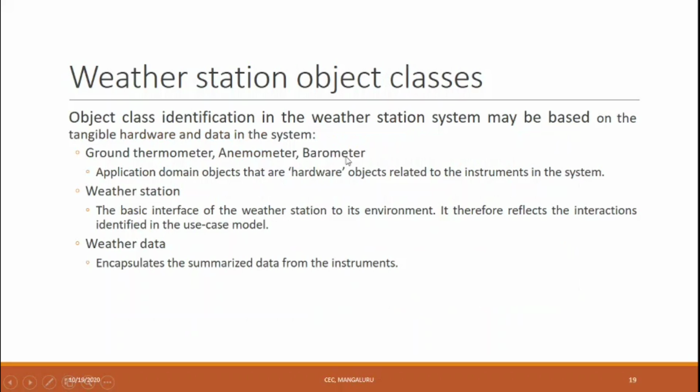Weather station object classes. Object class identification in the weather station system may be based on the tangible hardware and data in the system: ground thermometer, anemometer, barometer. These are application domain objects. There are hardware objects related to the instruments in the system, the weather station, and the weather data. Weather data encapsulates summarized data from the instruments.